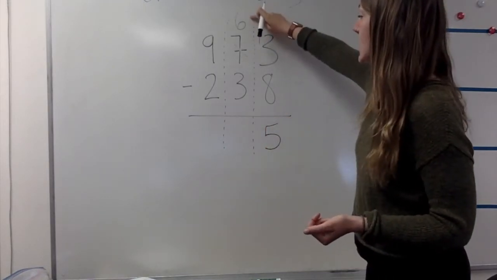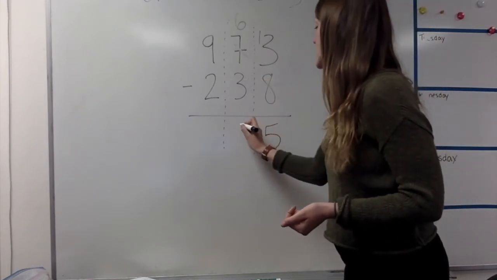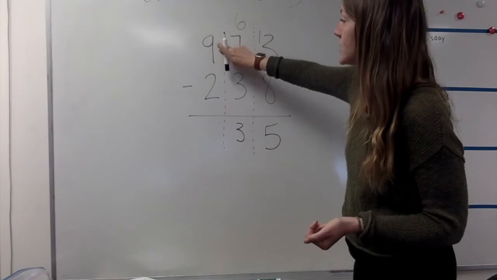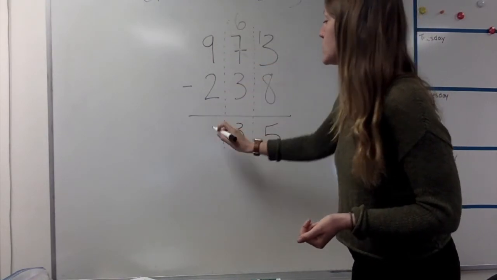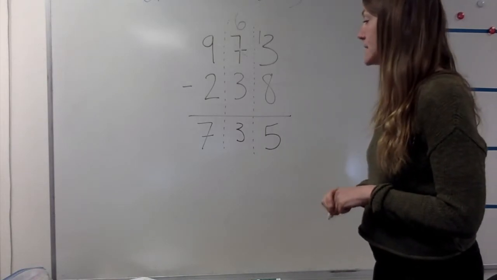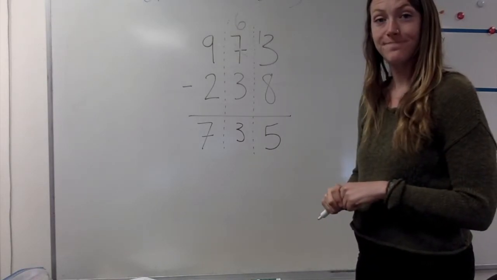Now I have 6 tens take away 3 tens is 3 tens. And now in the hundreds column, I have 9 hundreds take away 2 hundreds, which is 7 hundreds. So my answer is 735.